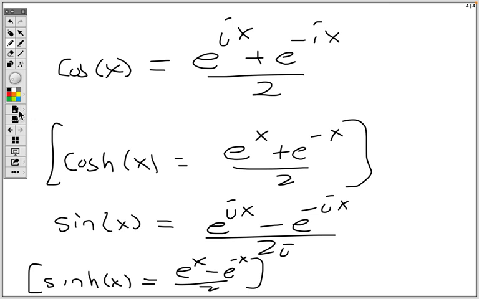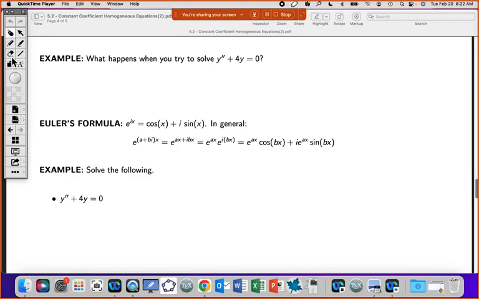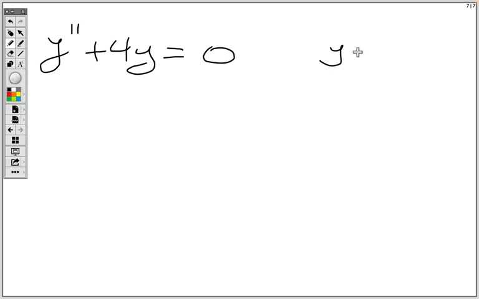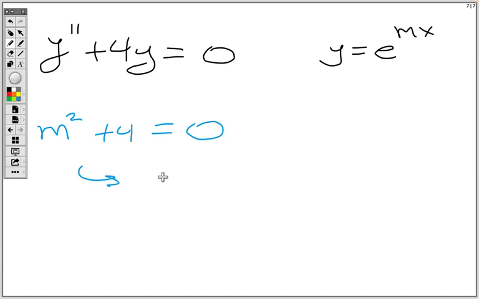All right? So for example, if you're looking at y double prime plus 4y equals 0, and you go through the usual assumption there, the auxiliary equation or ancillary equation you get is m squared plus 4 equals 0, which would lead you to m squared is minus 4.